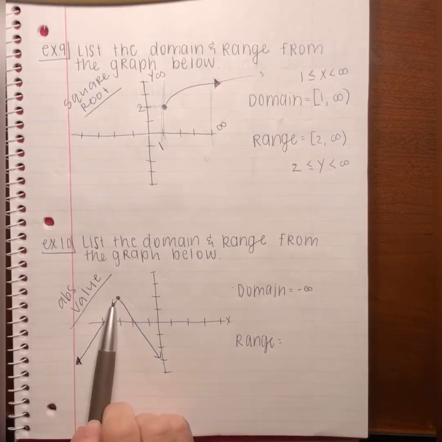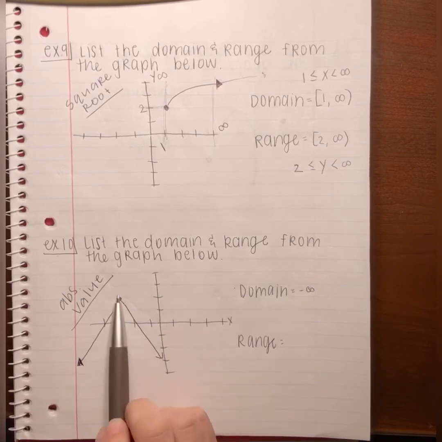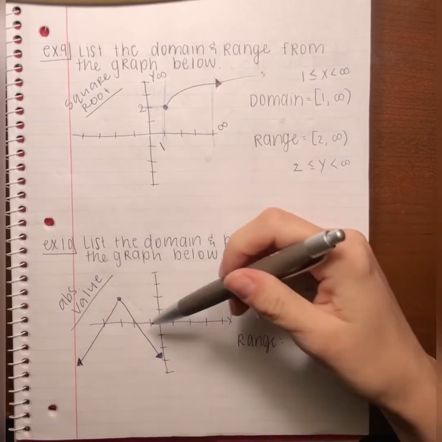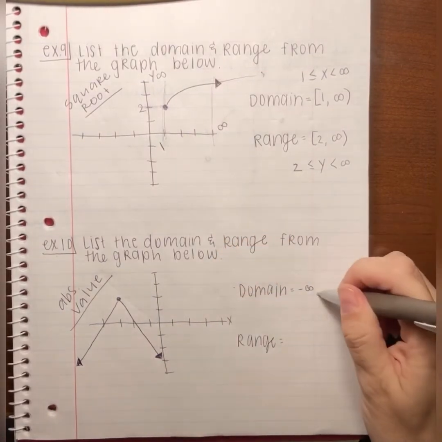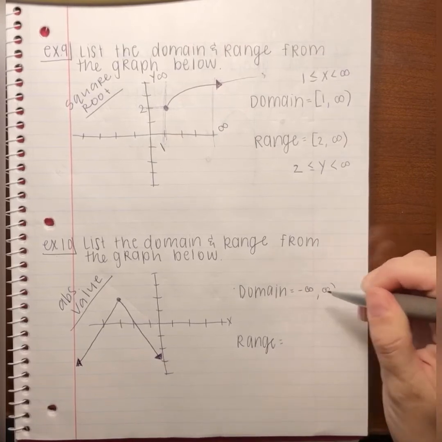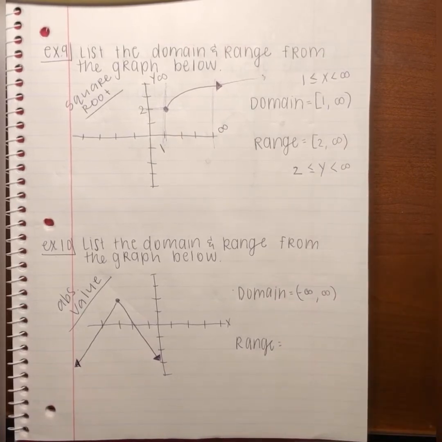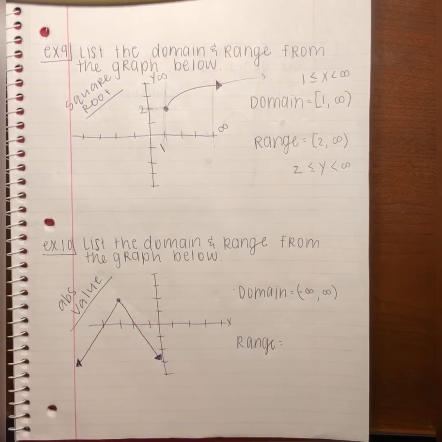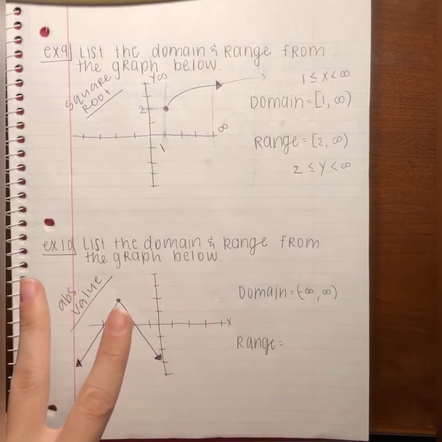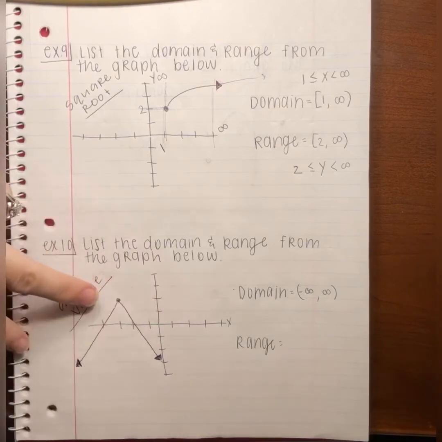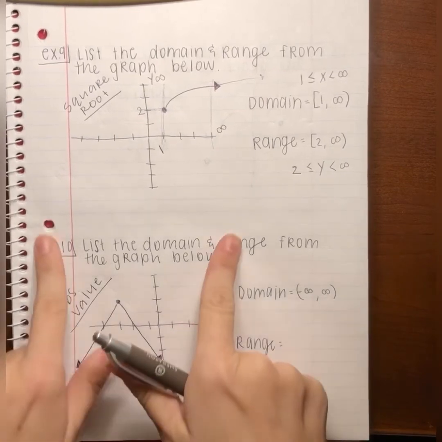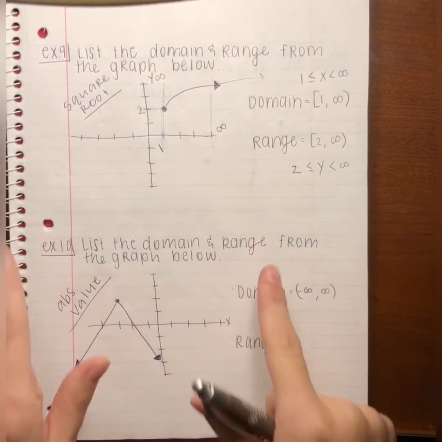And then same thing when we go to the right side. The furthest to the right this function goes is an arrow, which means it doesn't stop. It keeps going and going all the way to infinity. So absolute values always have this same domain, negative infinity to infinity. Doesn't matter whether your absolute value is going up or whether it's been reflected across the x-axis and is now flipped down. The V part is always going to go right and left to negative and positive infinity.